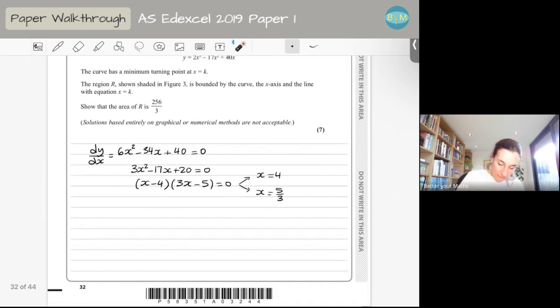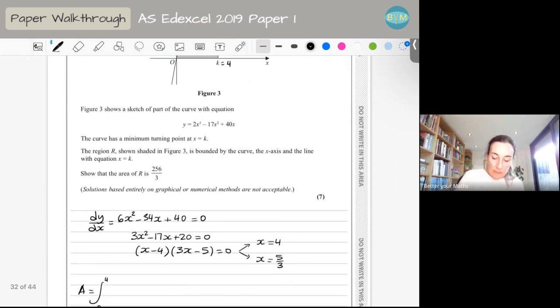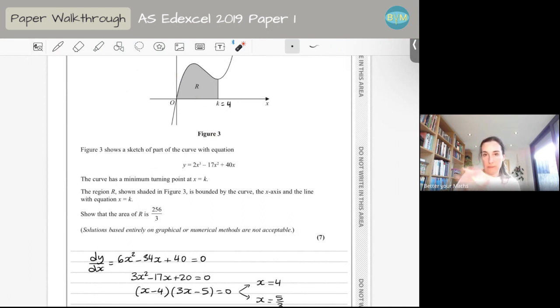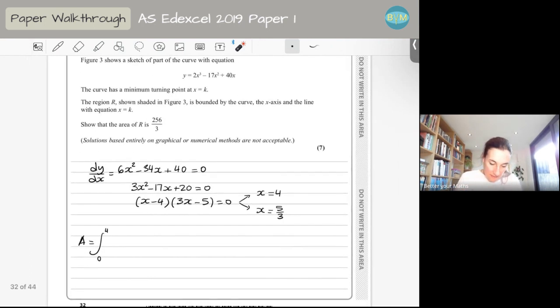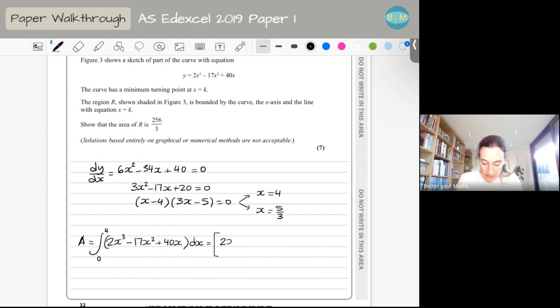Let's integrate it very carefully. So the area is going to be equal to the integral between 0 and 4. And we don't have any problem with the graph going under or anything like that. Yep. Of 2x cubed minus 17x squared plus 40x dx, which is, I increase the degree by 1, so 2x to the power of 4 and divide by the new exponent, minus 17x squared, I increase by 1, divide by the new exponent, and then 40x increased by 1, divide by the new exponent, between 0 and 4.